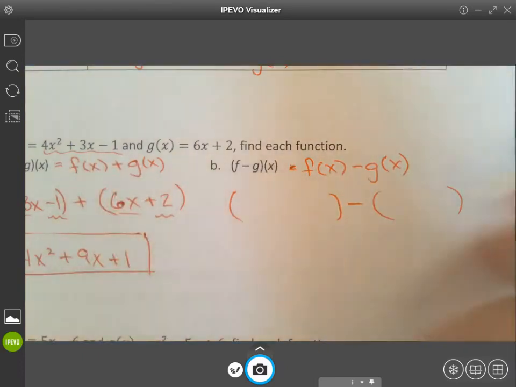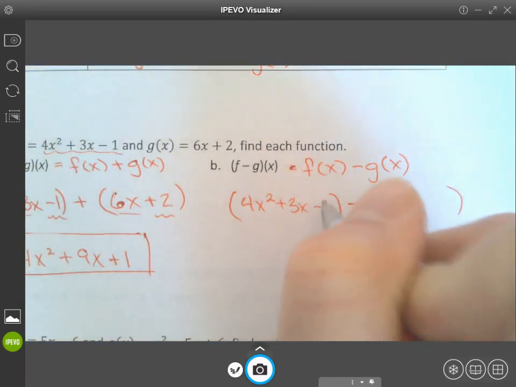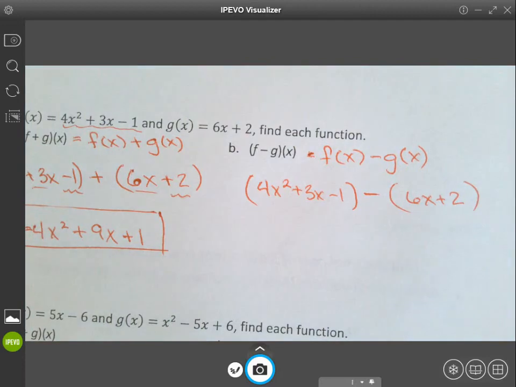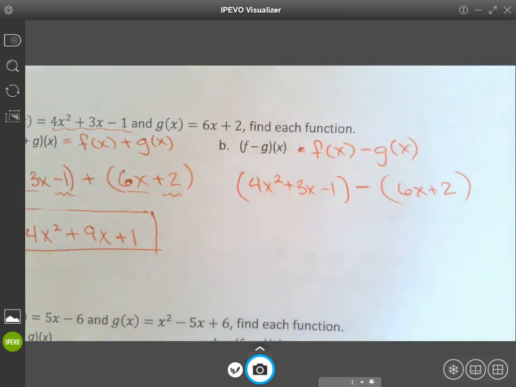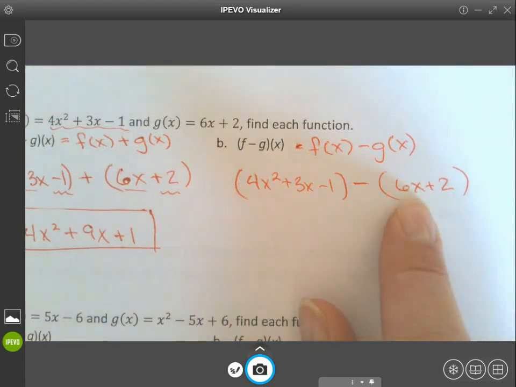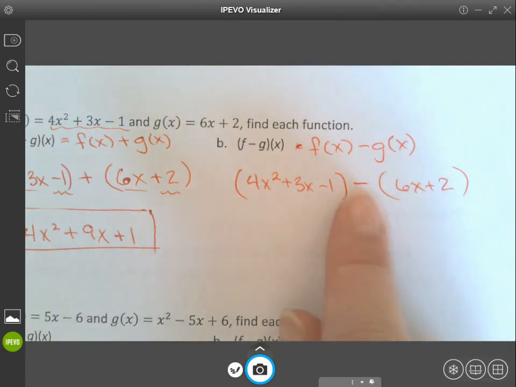Drop f of x in first, 4x squared plus 3x minus 1, and drop g of x in, which is 6x plus 2. Okay, why am I pushing the parentheses here? We do need to change the signs. And I know that you don't have to, but it's really easy. Okay, got a 4x squared, 3x minus 6x, and then a lot of people would do negative 1 and 2 because you forgot to subtract.